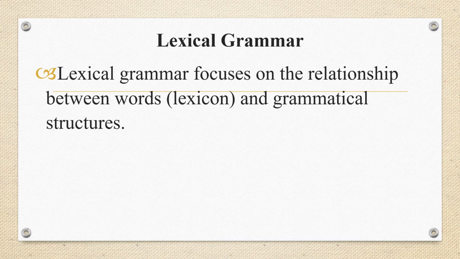Here are some key concepts of lexical grammar. Lexical items. These are the basic units of language, encompassing words, parts of words like prefix and suffix, and multi-word expressions. Lexical patterns. Certain verbs, nouns, or adjectives tend to occur with a specific type of complements or modifiers. For example, the verb give often takes an indirect object, to whom, and a direct object, what.